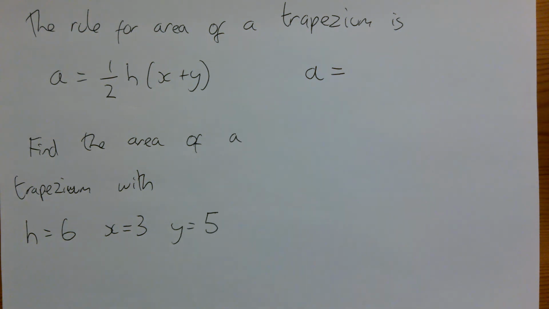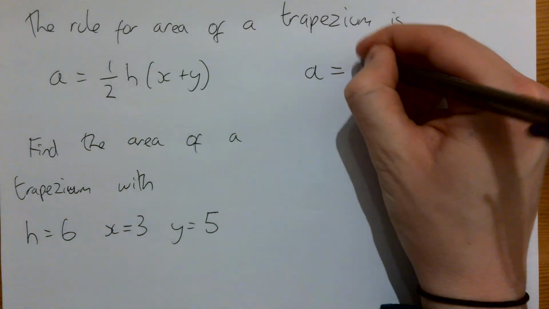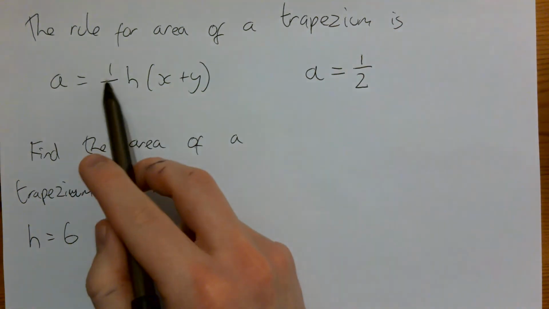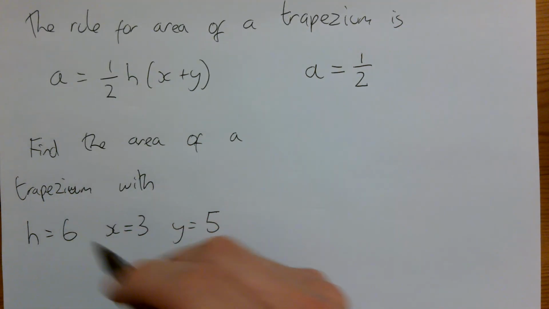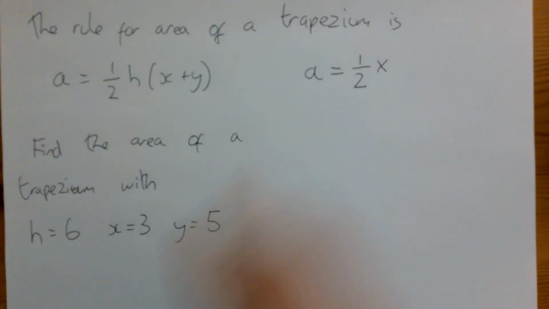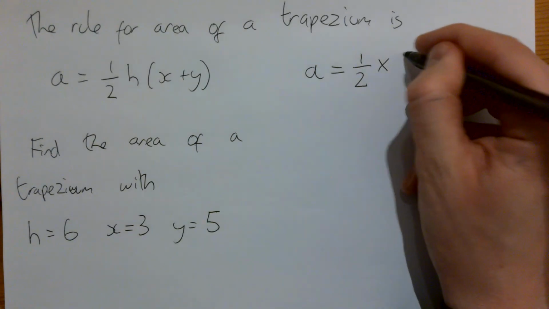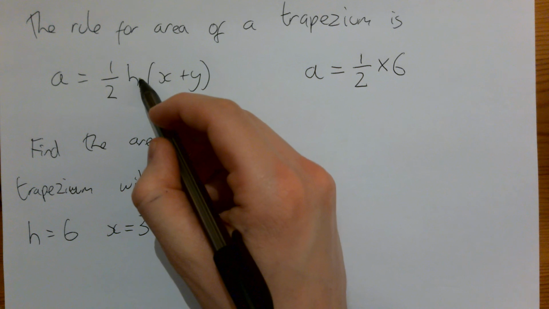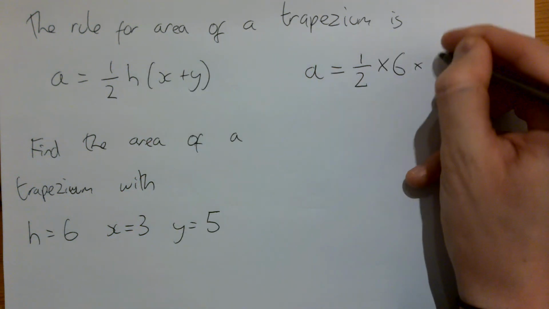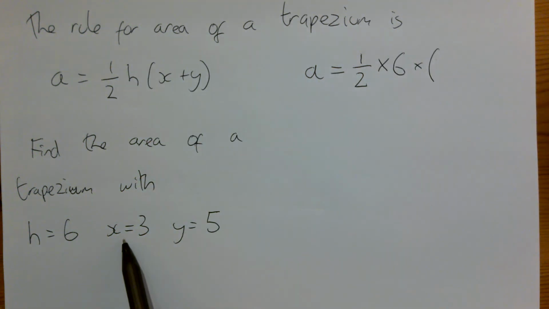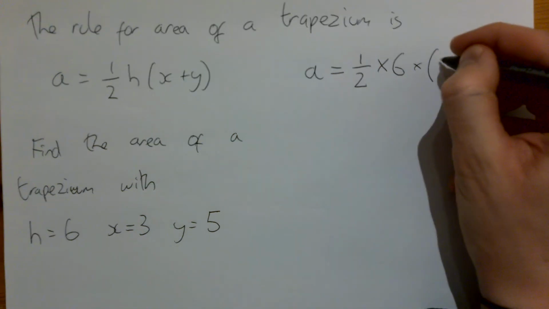Okay, so hopefully you've had a go at that. So it starts with a half. Remember, a half h means a half times h. So instead of h, I'm going to write a 6. And again, that means times this bracket. And then x plus y. Instead of x plus y, I'm going to write 3 plus 5.